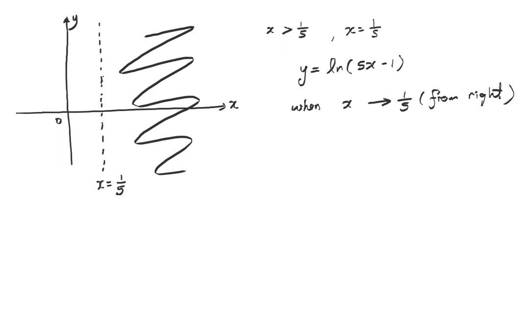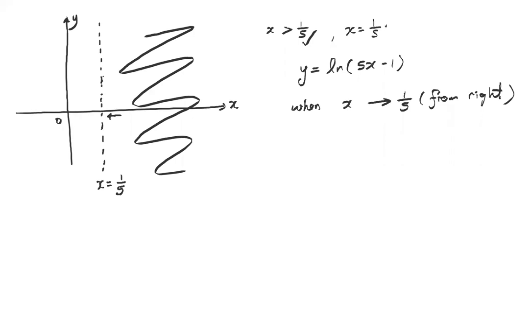So you see, this is the line x equal to 1 over 5. Definitely, it cannot approach from the left. Why? Because of the domain. So it can approach from the right. You get me? That is the meaning. So that means I'm trying to choose a number x which is more than 1 over 5, but very close to 1 over 5.